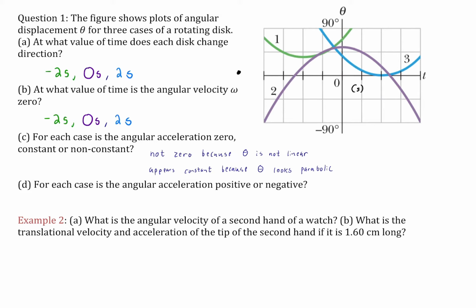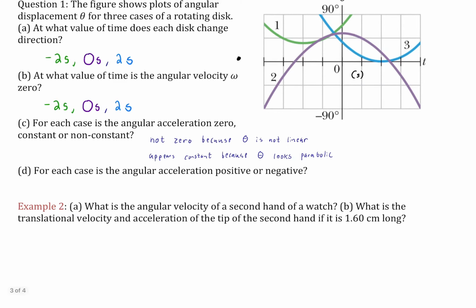Part C: for each case, is the angular acceleration 0, constant or non-constant? Well, it's definitely not 0, because theta is not linear. If theta was linear, then omega might be constant. The acceleration does appear constant because theta looks parabolic. We don't know for sure this is a parabola, but it looks like one, so that's telling us that alpha, the angular acceleration, is probably a constant.